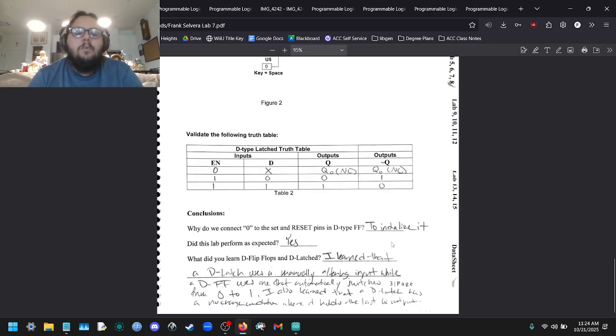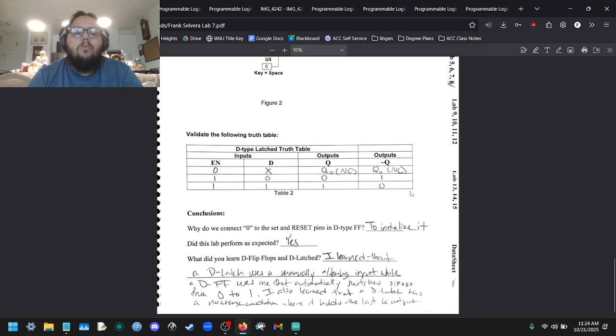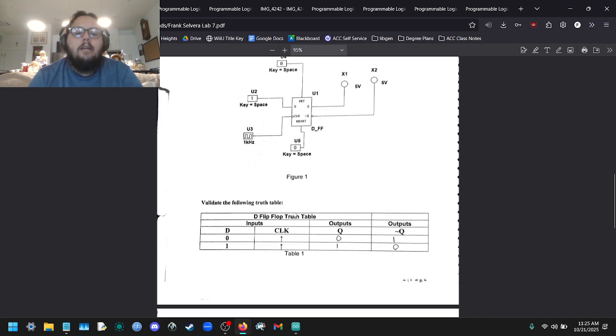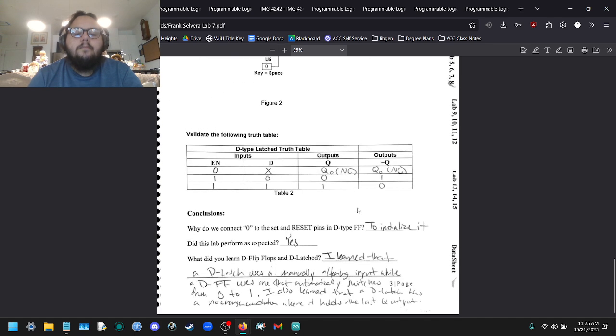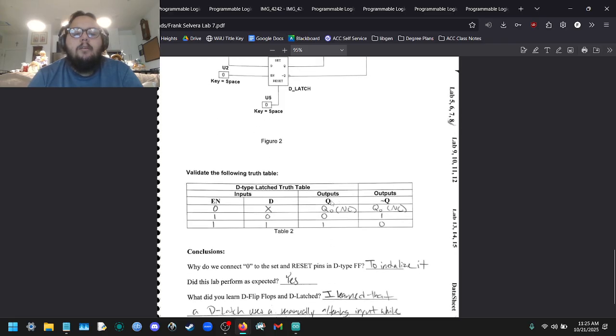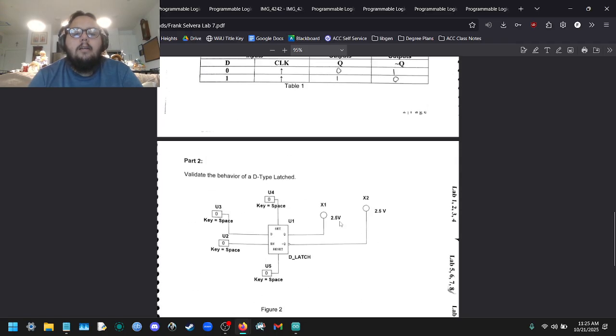What I learned was that a D latch uses a manually altered input in the form of EN, while a clocked D flip-flop automatically switches from 0 to 1 with the clocked input. I also learned that a D latch has a no-change condition where the previous output will be stored whenever EN is 0, while there is no store condition for a clocked D flip-flop.